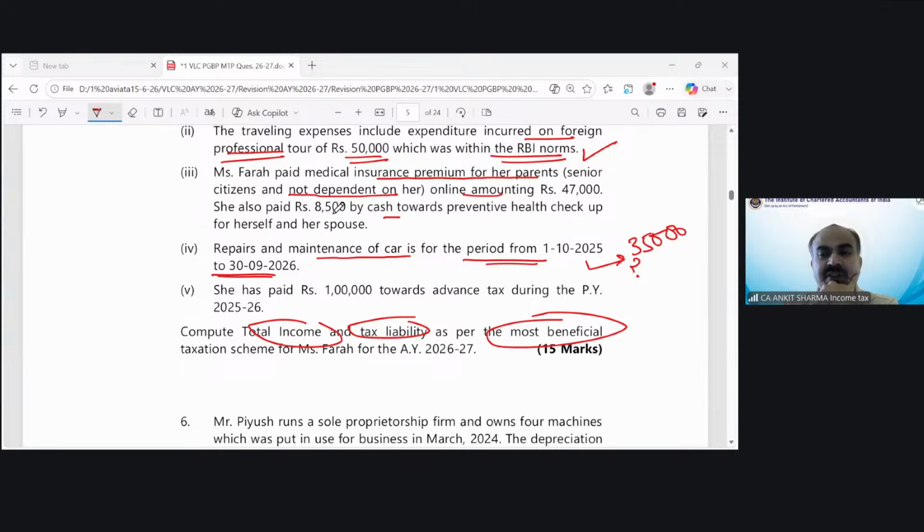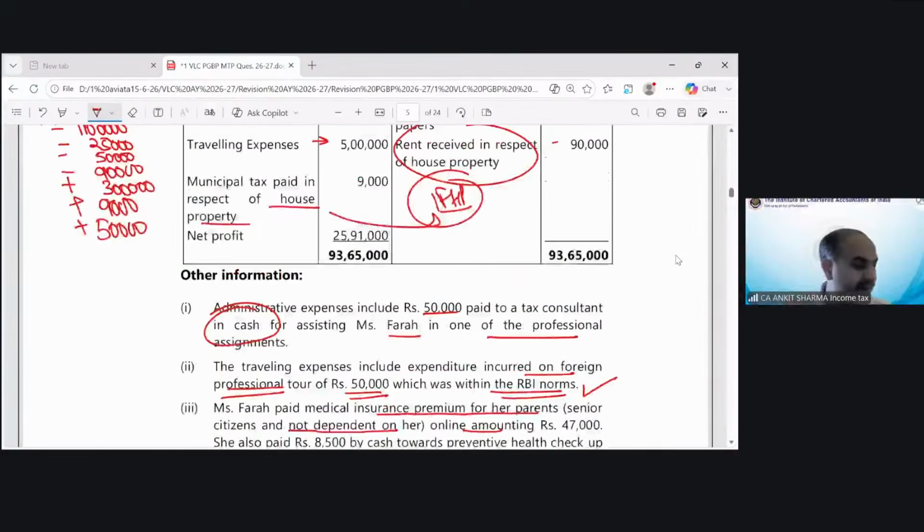Vishakha is saying only 6 months is allowed, but it is not under 43B. Well done, Vishakha. Absolutely correct. Because the accounts have been maintained on accrual basis, the repair and maintenance up to 31st March 26 needs to be part of expenses. The repair and maintenance from 1st April 26 up to 30th September 26 will be disallowed. That means 50% of it. So 17,500 is going to be added back.